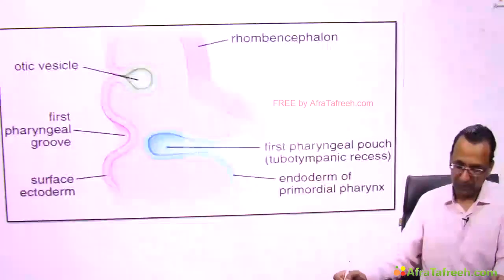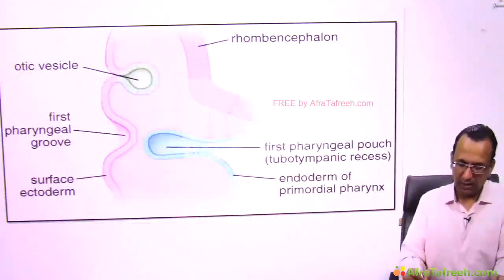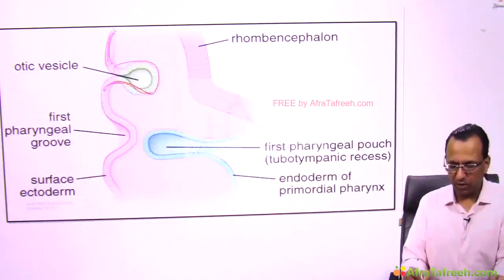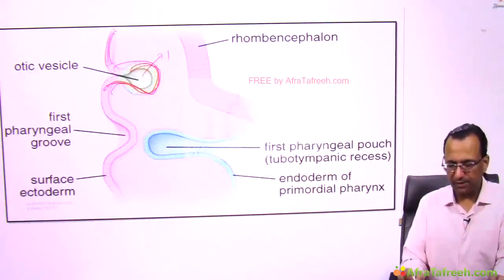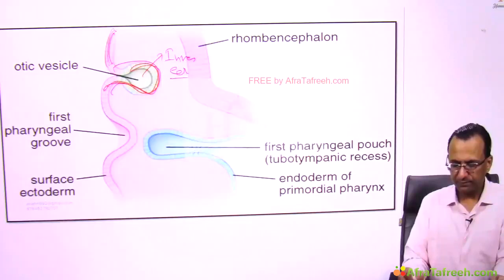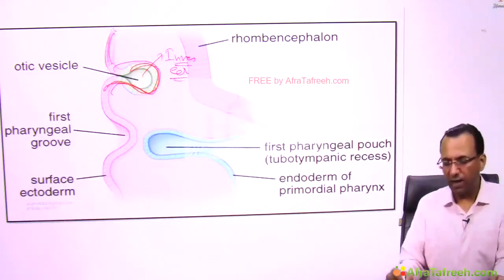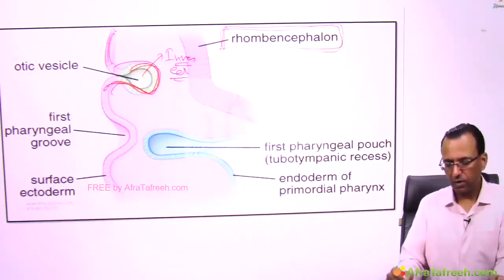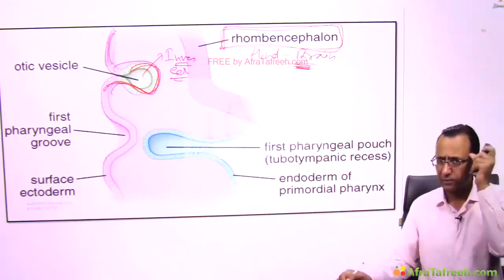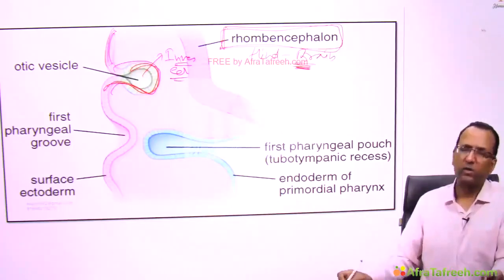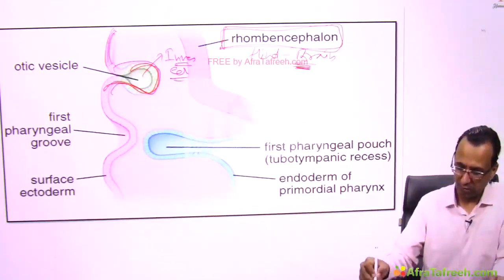This is the ectodermal placode which forms the otic vesicle, which will form the inner ear in the territory of the hindbrain. So the ear is developing in the territory of the hindbrain. And what else do you already know?